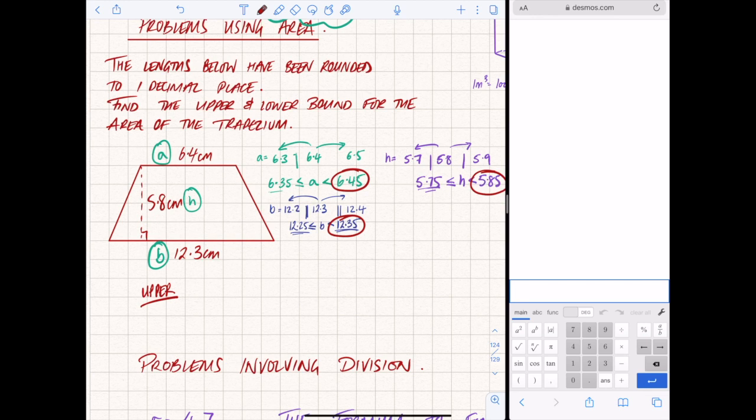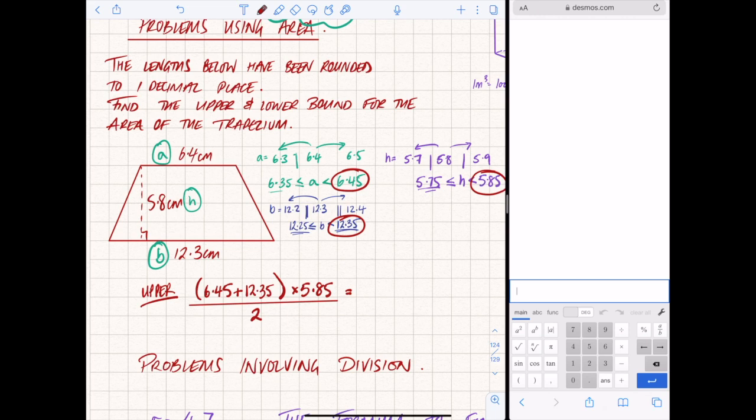So I'm choosing the upper bound of each bit. I'm saying 6.45 plus 12.35. That's my A plus B, times by the height, which is 5.85, all now divided by 2. Now this part of what we're talking about is most likely to be in higher. The previous stuff we've done in the first part of the video is more likely to be your foundation stuff that you need to know, okay?